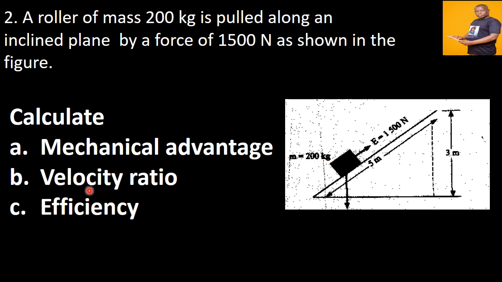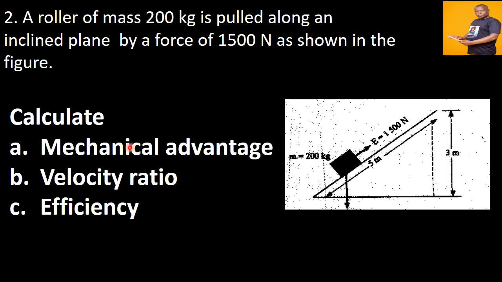All right. Then velocity ratio. Remember, the velocity ratio of the inclined plane is simply the length of the plane divided by the height. So the length here you are told is 5 meters, the height you are told is 3 meters. When you divide these two, you shall find the velocity ratio of this machine.